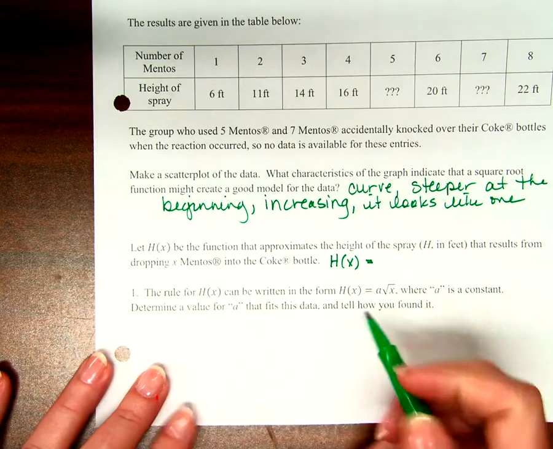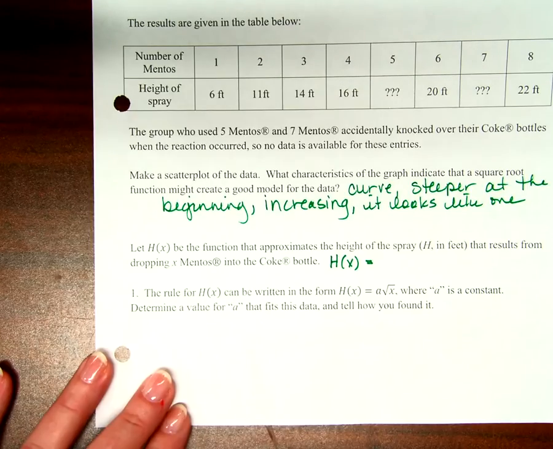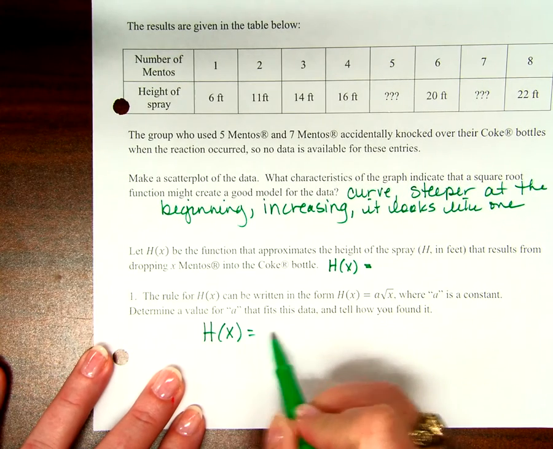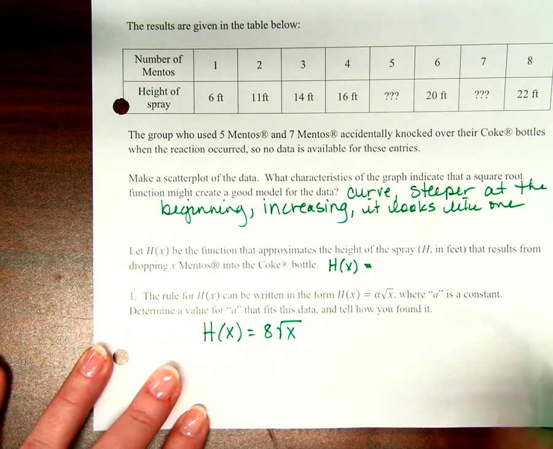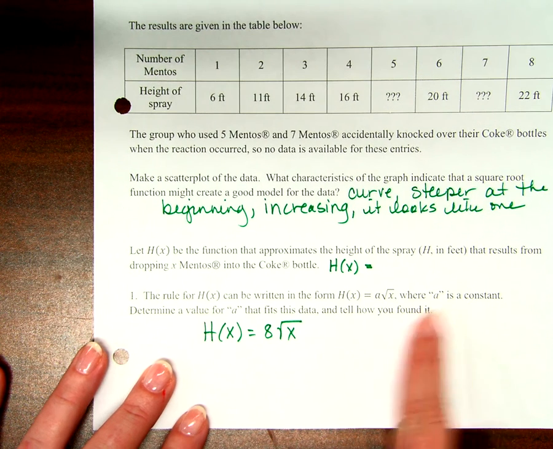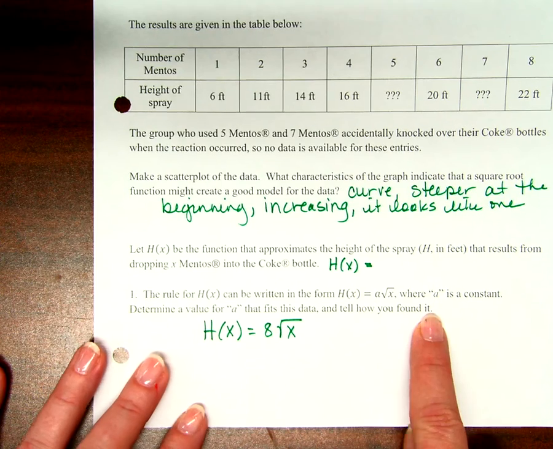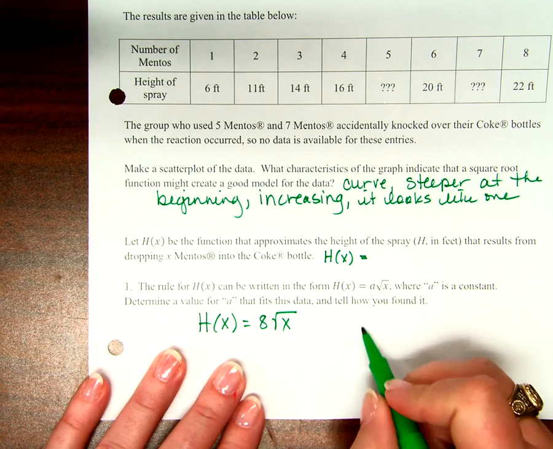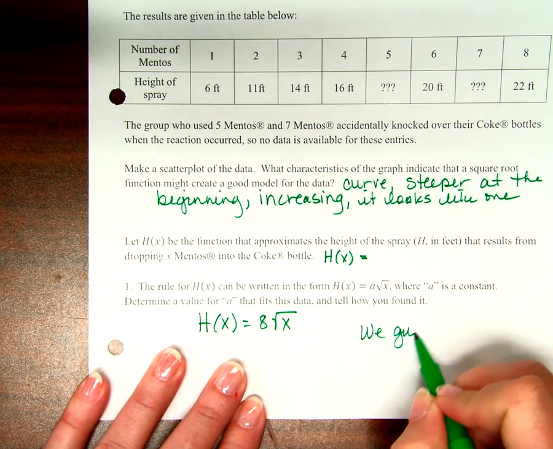Okay. So what did we use? What value did we decide? So h of x should equal 8 square roots of x. And then tell how you found it. We guessed.